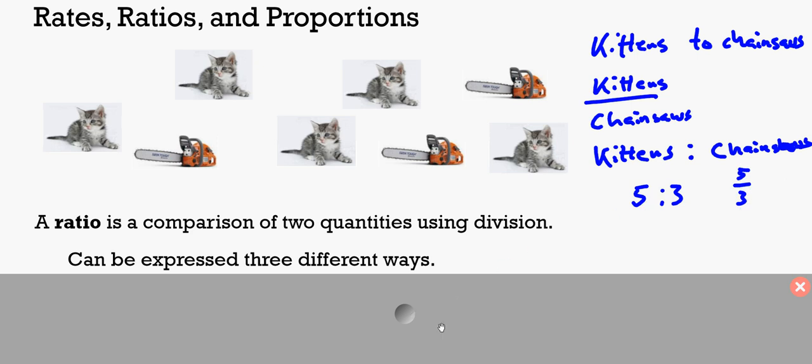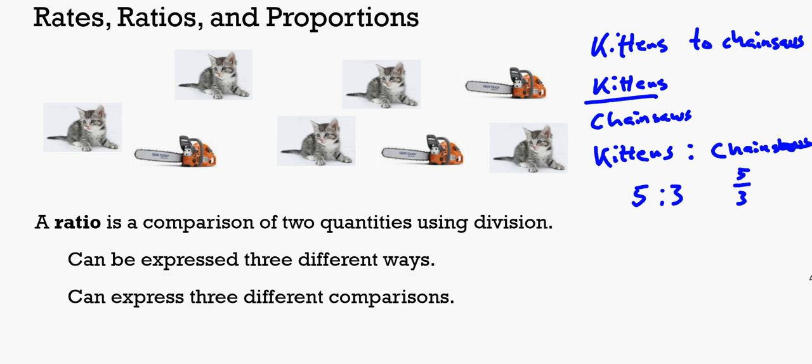You can also express 3 different things here. It's not always necessarily part to whole. If we could do 5 kittens to 8 total things, we could do 3 chainsaws to 8 total things, or we could do what we've already done, which is 5 kittens to 3 chainsaws. So it can either be part to part or part to whole.